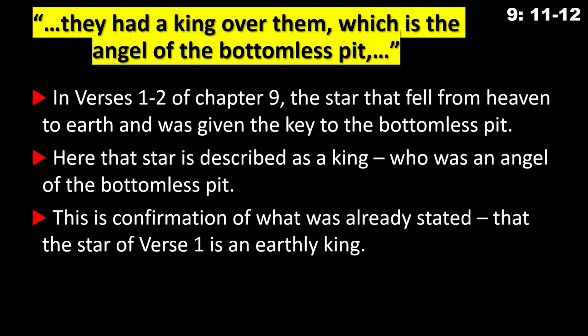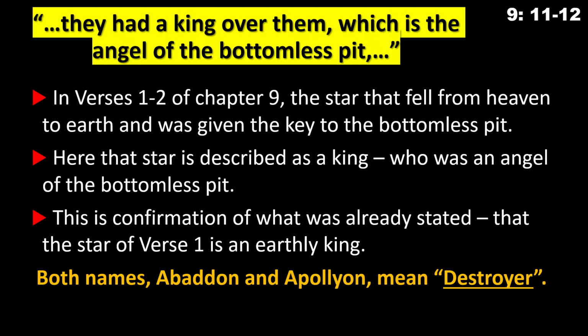Verse 11 states they had a king over them, which is the angel of the bottomless pit. In verses 1 and 2 of chapter 9, the star that fell from heaven to earth was given the key to the bottomless pit. Here that star is described as a king, who was an angel of the bottomless pit. This is confirmation of what was already stated, that the star of verse 1 is an earthly king. Both names, Abaddon and Apollyon, mean destroyer. What an appropriate name for this king.